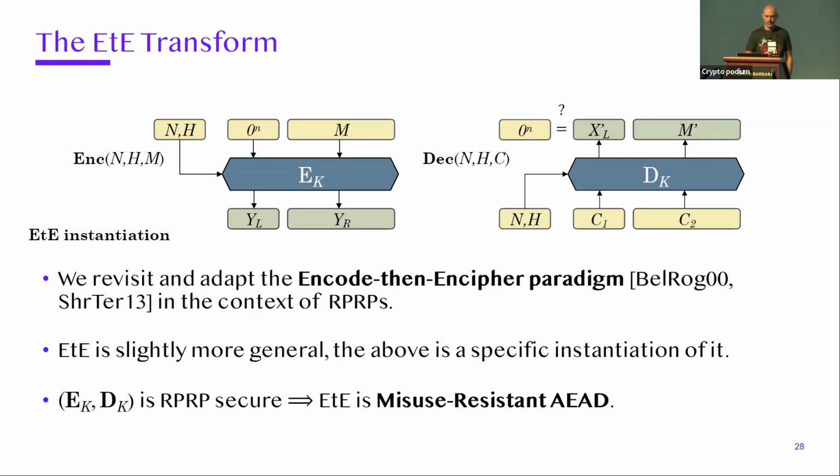Otherwise, decryption returns an error message. So in the paper, we defined it a bit more generally, but here we simplified it a bit for cleaner exposition. And our main result here, our first result, is that if the cipher is an RPRP secure cipher, then this construction not only yields a secure AED scheme, but also one that is secure against misuse, that is, repeating nonces.